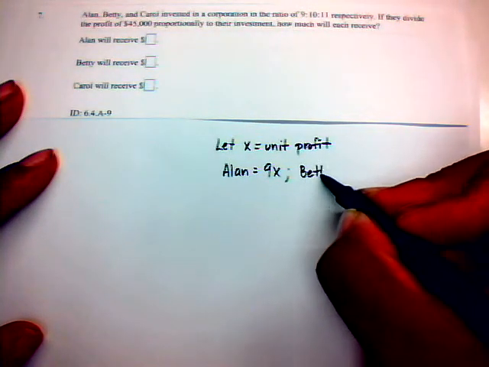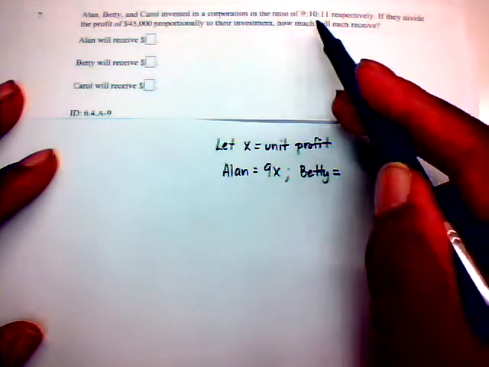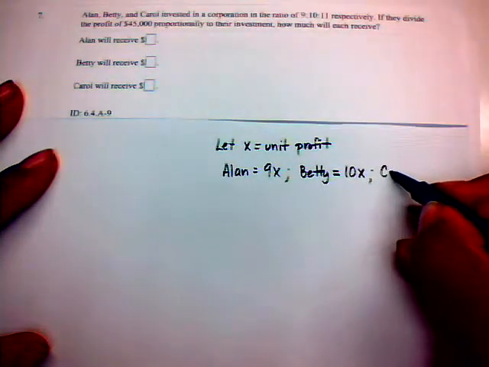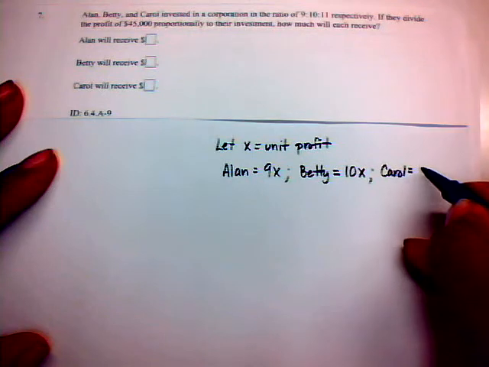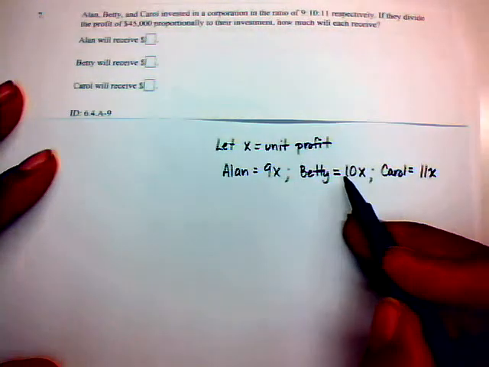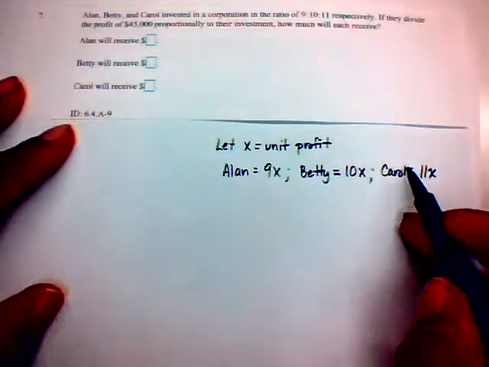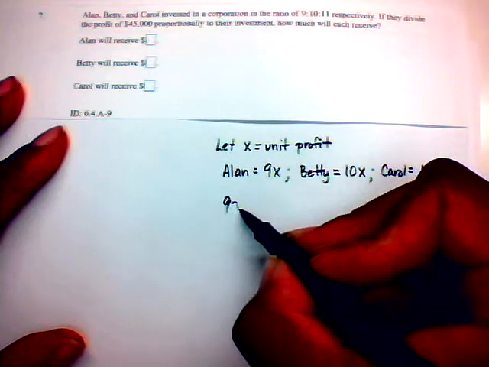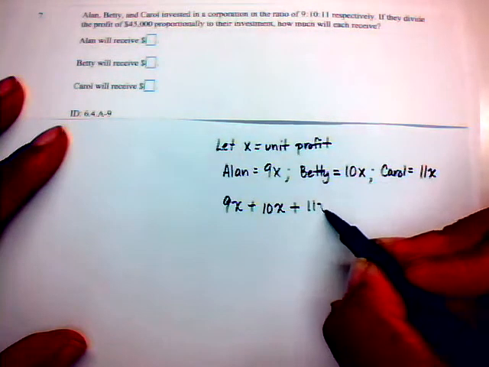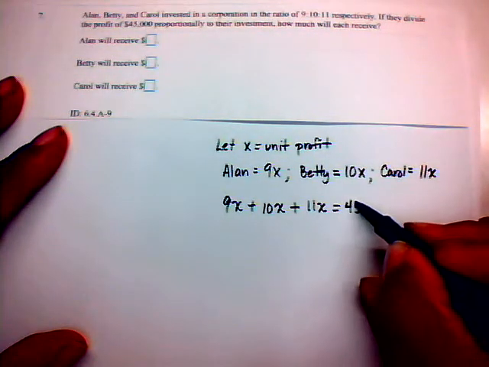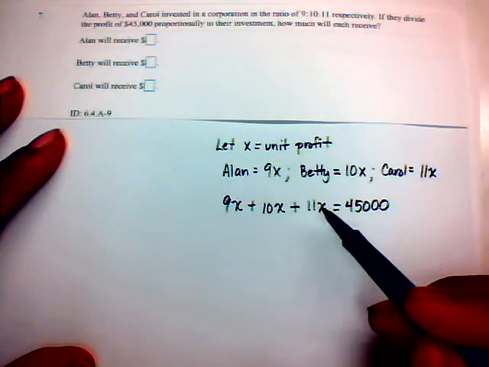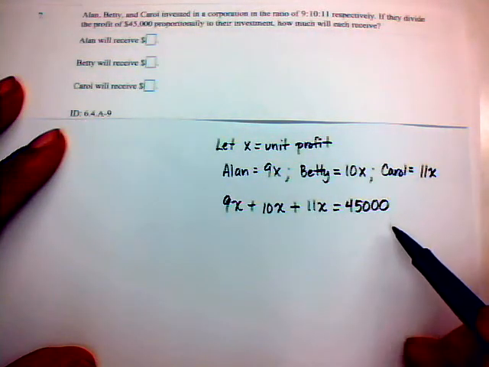Betty is going to receive 10 times whatever that unit profit is, or 10x. Whereas Carol is going to receive 11 times the unit profit, or 11x. Now, if we add these together, that total profit is $45,000. So here, Alan's profit, plus Betty's profit, which is 10x, plus Carol's profit, which is 11x, is equal to $45,000. Okay, that's the equation. 9x plus 10x plus 11x equals $45,000.